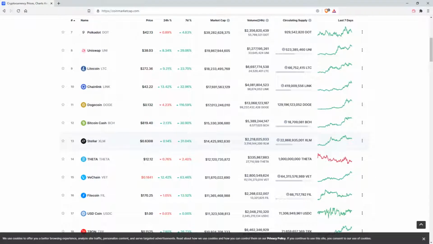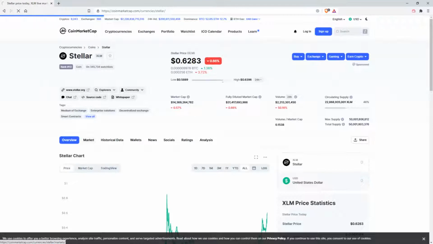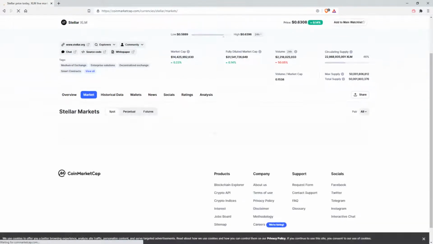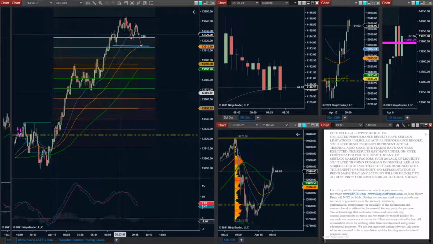Yeah, there it is. So what I want to do is click on XLM, go into the market, and see who's transacting the most volume. Where's the money, right? If we look at the volume on Binance, XLM USDT is almost twice as much as Coinbase Pro. So if I want to do any volume studies, I'm going to want to do it on Binance because that's where the cash flow is. There's no harm in double checking some of the other ones, but it's going to make a lot more sense to look at Binance.